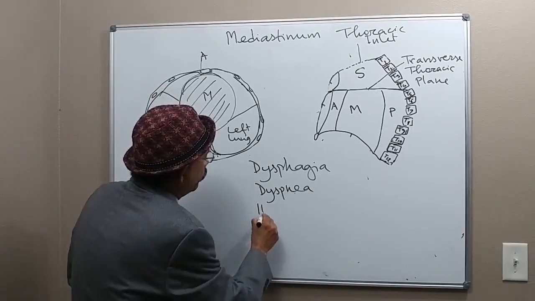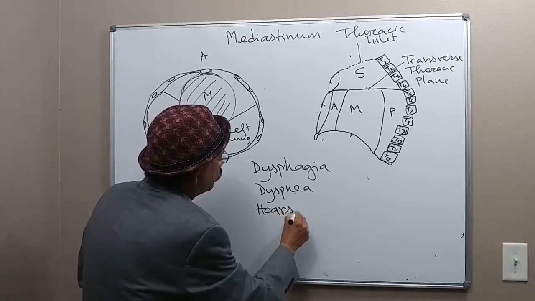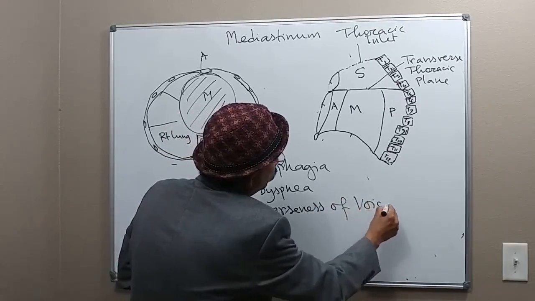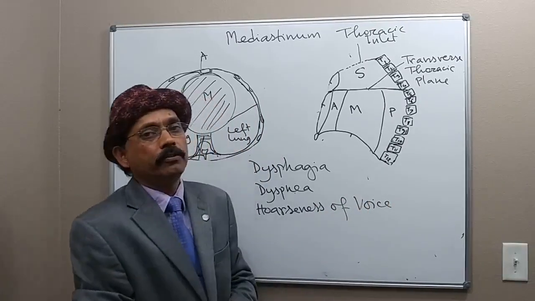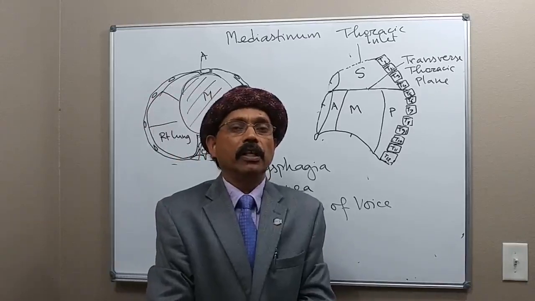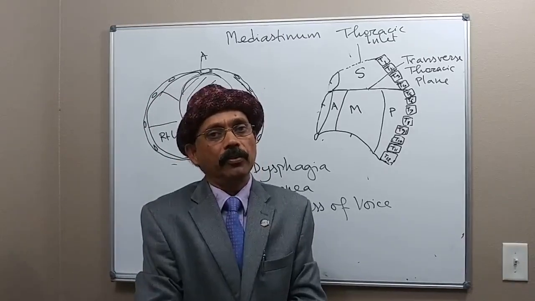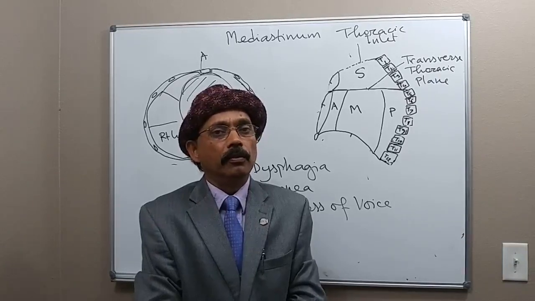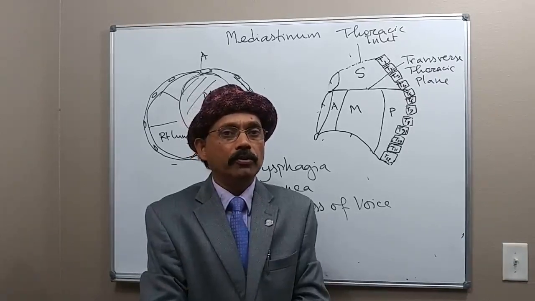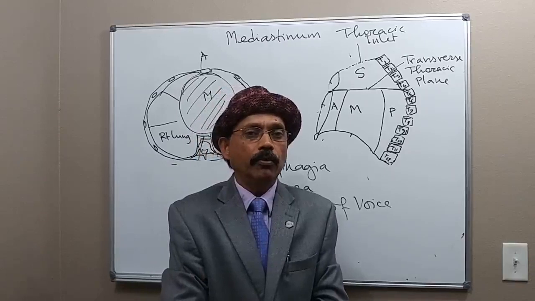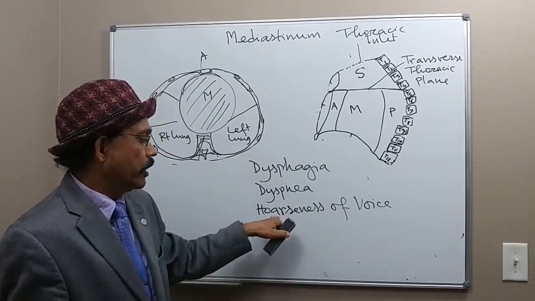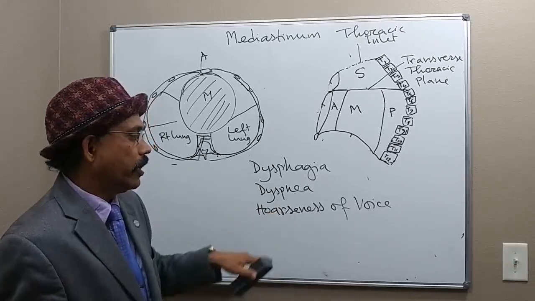We may have hoarseness of voice. This may happen due to irritation to the recurrent laryngeal nerve by a lung cancer. So the larynx cannot produce normal phonation. We'll get the hoarseness of voice due to irritation to the recurrent laryngeal nerve.